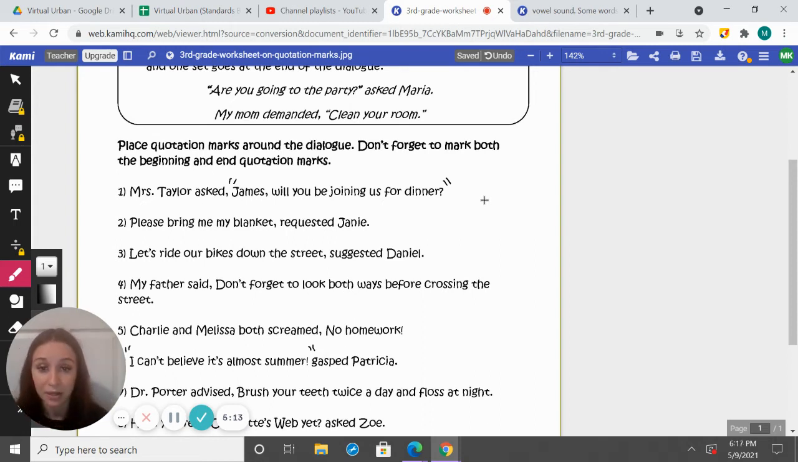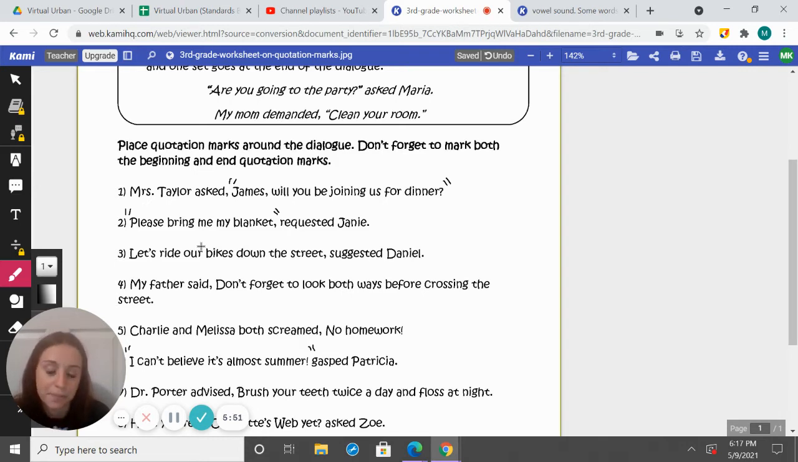"Please bring me my blanket," requested Janie. So Janie's speaking here, and the words that Janie said are "please bring me my blanket." So we have to put quotations around those words. Well, the first thing she said is "please," so let's start it there. And the last thing she said was "blanket," so that's where our other set goes. And look, that comma, remember at the end, is going to be included inside those quotations. So now what Janie said is in those quotation marks.